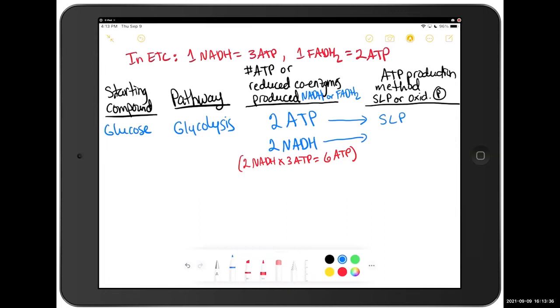And furthermore, remember, it's in red because these reduced coenzymes had to travel to the electron transport chain. Therefore, the eventual ATP production method from these reduced coenzymes will be oxidative phosphorylation. A P with a circle refers to phosphorylation, by the way. That's the abbreviation. Okay?